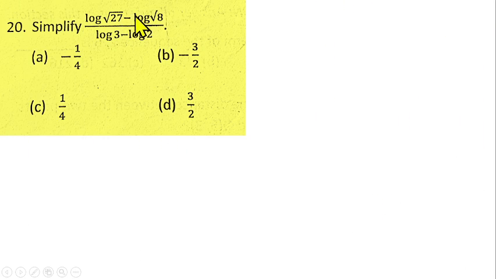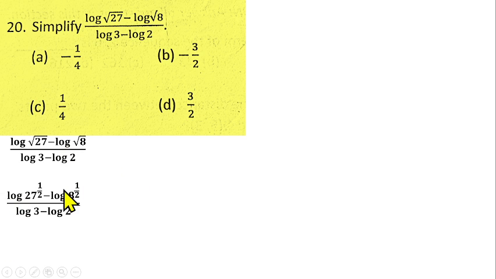Question number 20 is from logarithm. We have to simplify (log √27 − log √8) over (log 3 − log 2). Of course, we know that the square root of 27 means 27 raised to power half, and the square root of 8 also means 8 raised to power half if you change it to index form. So if you do that, you have this.